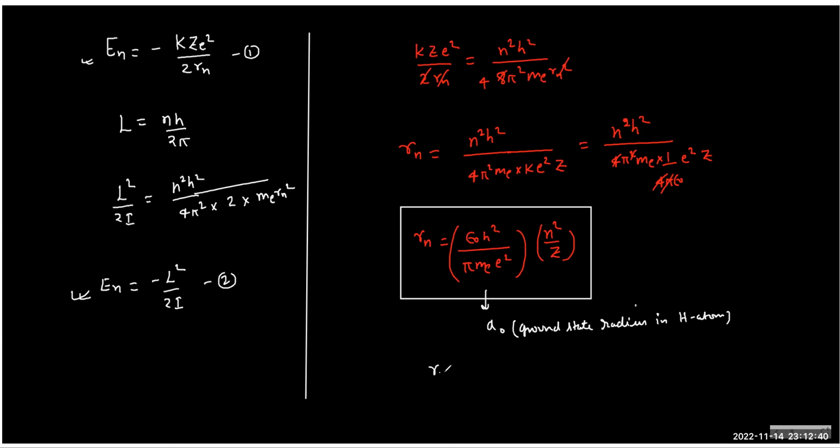So that's why this is the smallest value, a naught n square by Z. And if you want to calculate this a naught itself, you can do this here. Generally, you simply derive it, and also remember the answer. How much is this? 0.53. So 0.529 angstrom, right? Sometimes remember this calculation also.